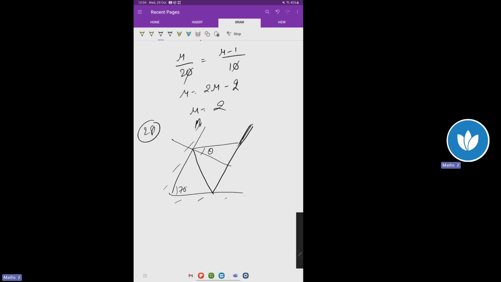This is mirror 1 and this is mirror 2. So this is 70, which means this is also 70. And this is 70, so 70, 70, and this is 40. This is 40, so theta is 50 degrees.